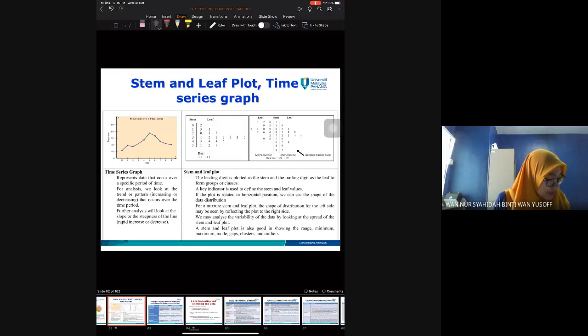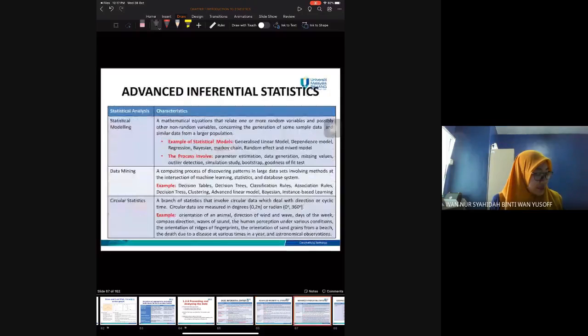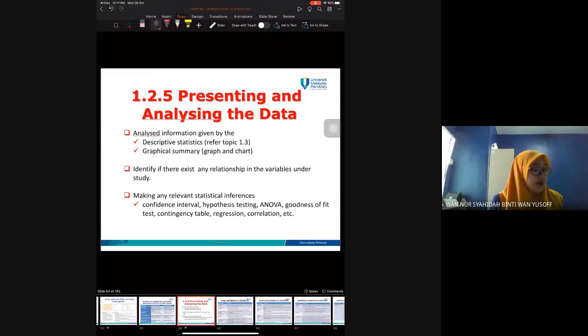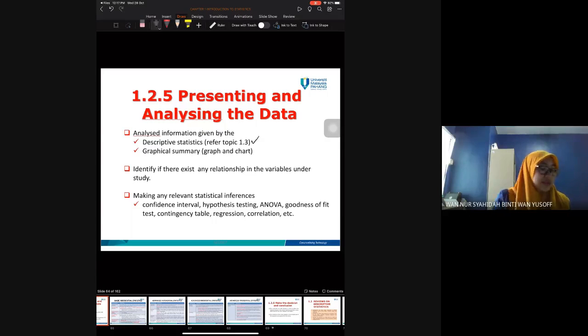The next. Okay. So this week it should start from 1.2.5, but it is just information that you have to know. So you can always read this part. The information that you should know is how to present and how to analyze your data. But in chapter 1, we will discuss descriptive statistics, how to analyze your data by using descriptive statistics. So we calculate some numerical value to represent your data.